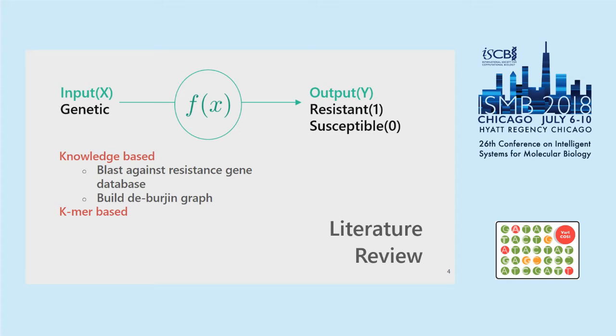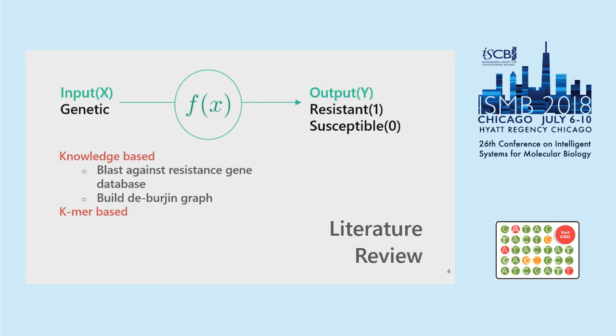And the other category of models are largely k-mer-based, which means that they fragment all the query genomes into k-mers and use the distribution frequency as the feature vector to predict antibiotic resistance. So those 2 categories of models generally are achieving good accuracy. However, there are some drawbacks.